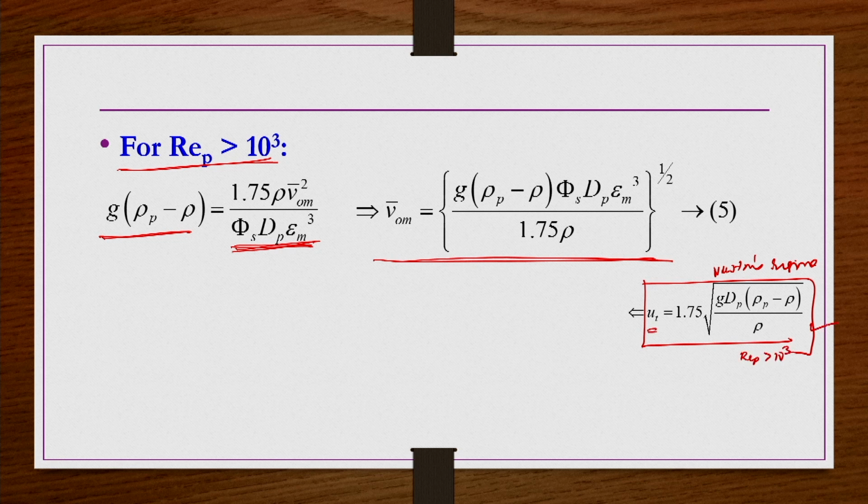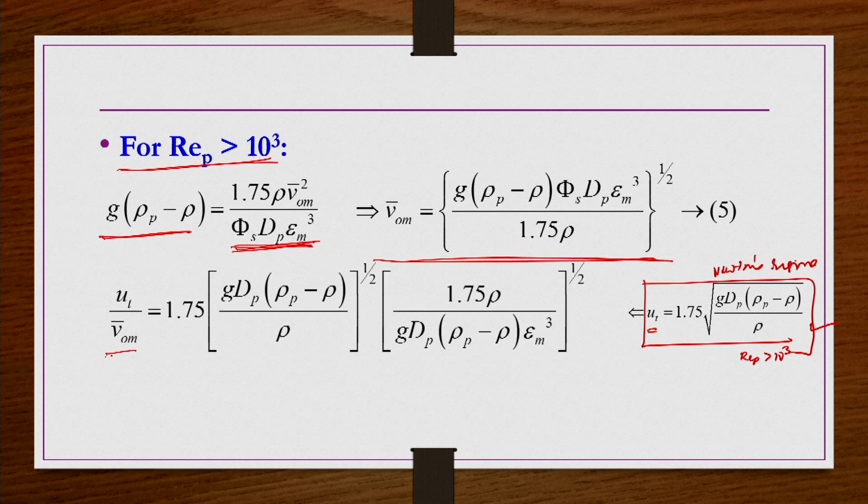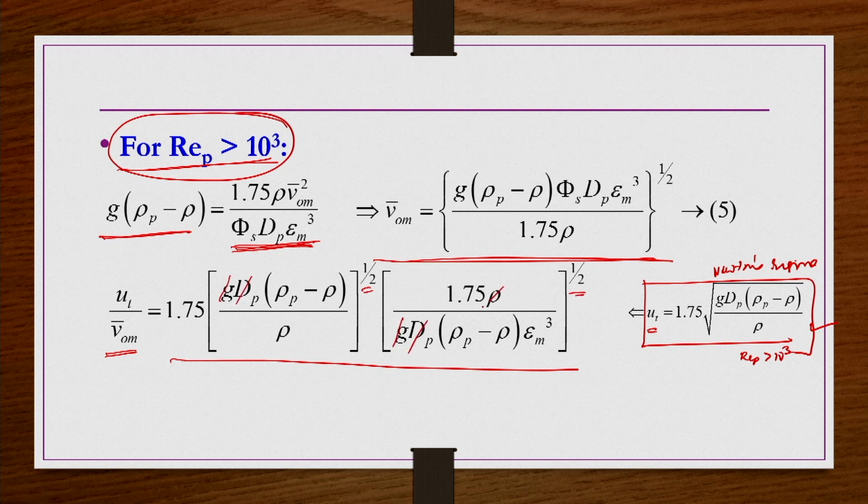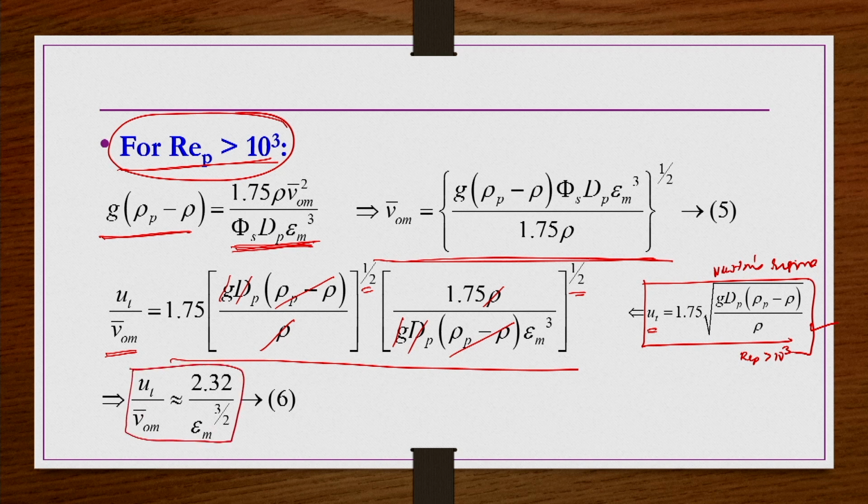Then for a single particle, the free settling velocity we get like this. Now, here also we take the ratio between the free settling velocity and the minimum fluidization velocity under high Reynolds number flow conditions, then we have this one here. Both the powers are 1 by 2. So, here g dp can be cancelled out, rho can be cancelled out, delta rho can be cancelled out. So, what we have is 1.75 multiplied by square root of 1.75 divided by epsilon_m cube. So, that is coming out to be u_t by V_0m bar approximately 2.32 divided by epsilon_m power 3 by 2.